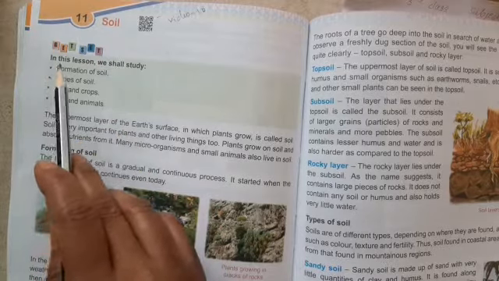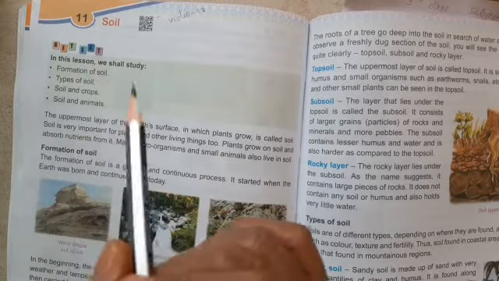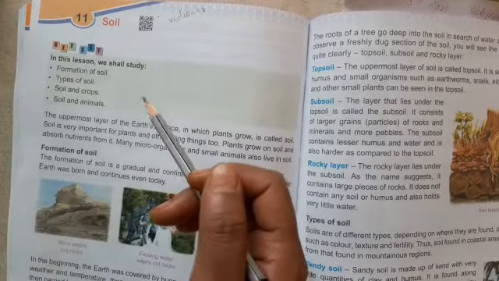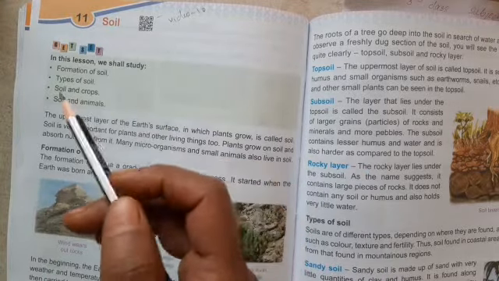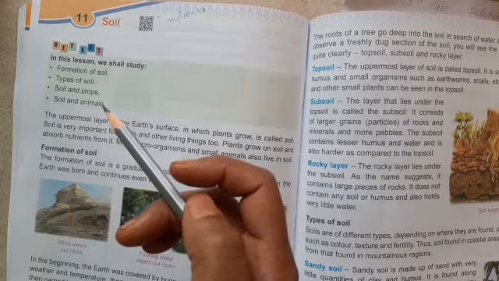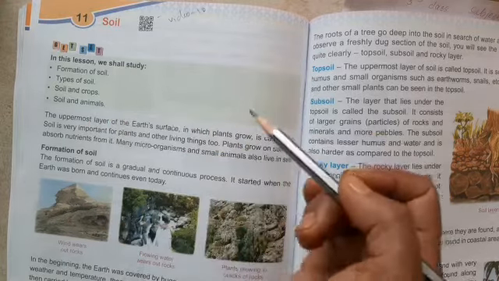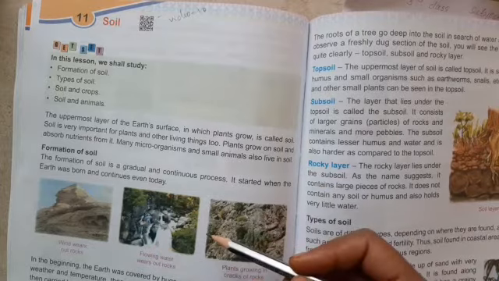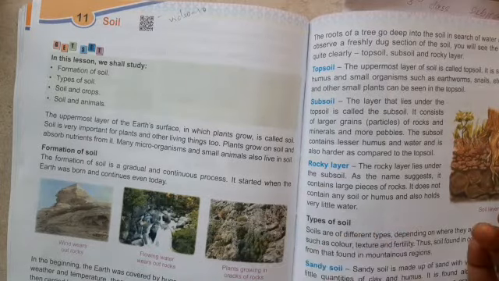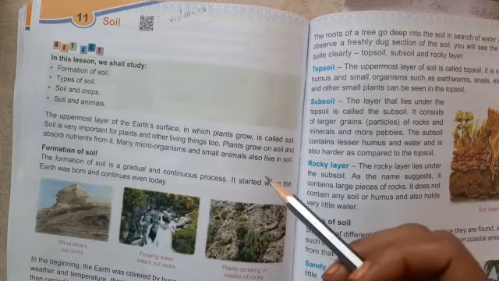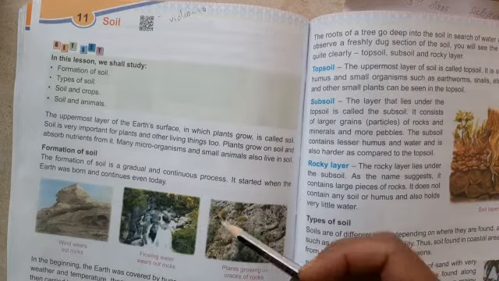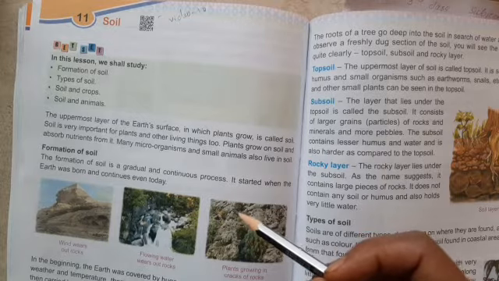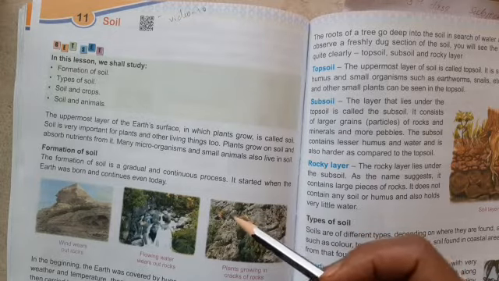In this lesson we shall study formation of soil, types of soil, soil and crops, and soil and animals, and how they are related.